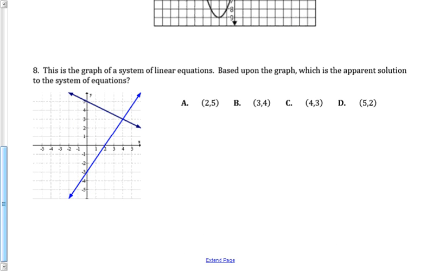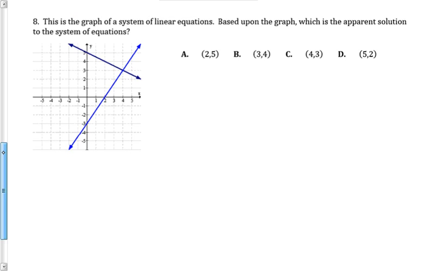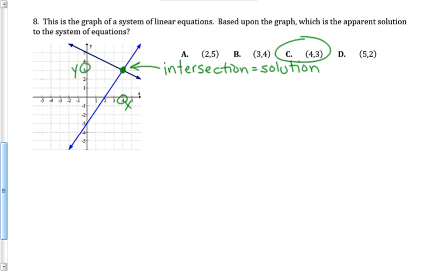Number 8, we've got the graph of a system of linear equations. Based on the graph, what is the apparent solution? Well, if we have a system of equations, we have two lines that are graphed, and the common point or the intersection point is going to be the solution. So this intersection point is at 4, 3. Remember, the x always goes first, y comes second, so it would be 4, 3.